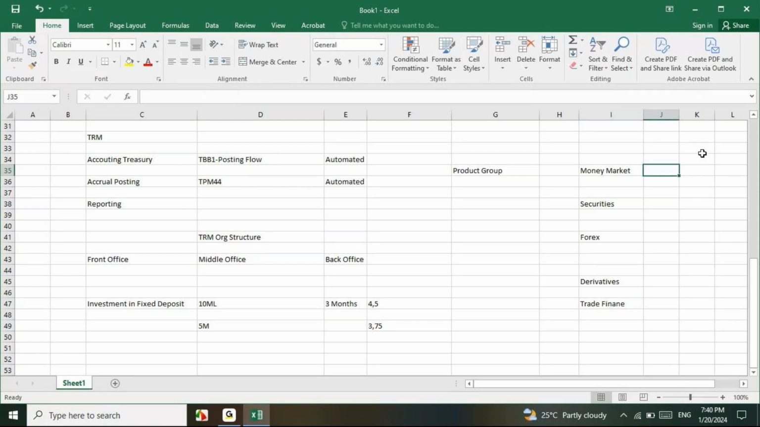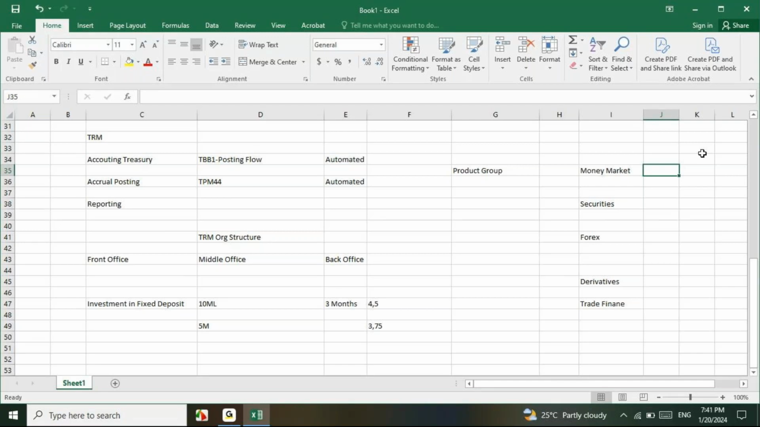Money market represents banks. So whatever products the bank is selling to the corporates, all these product types are available in SAP under the money market product group. Be it a fixed term deposit or fixed deposit, deposit at notice, or loans, or current account, you can create it in the SAP TRM module. Under securities, it has all the securities, for example shares, mutual fund, debentures, bond. These are the financial instruments.